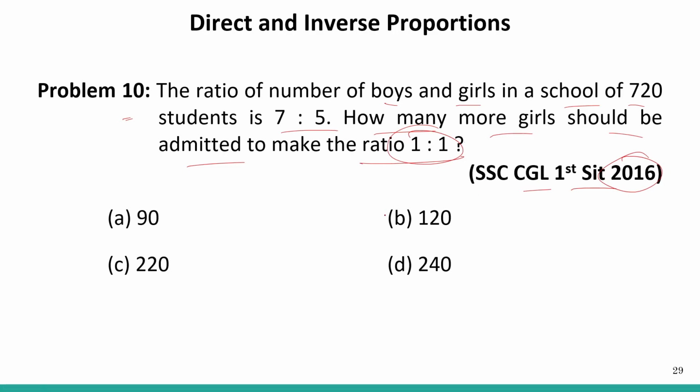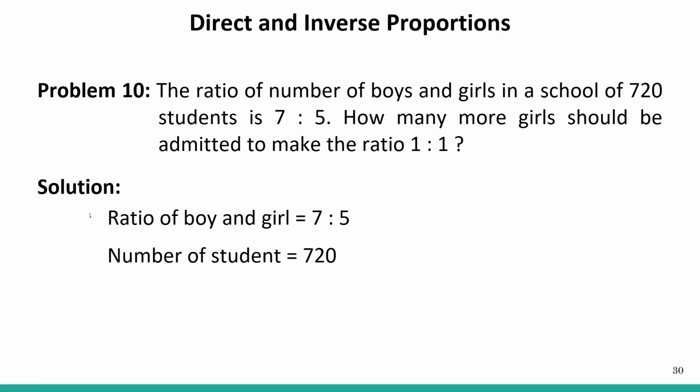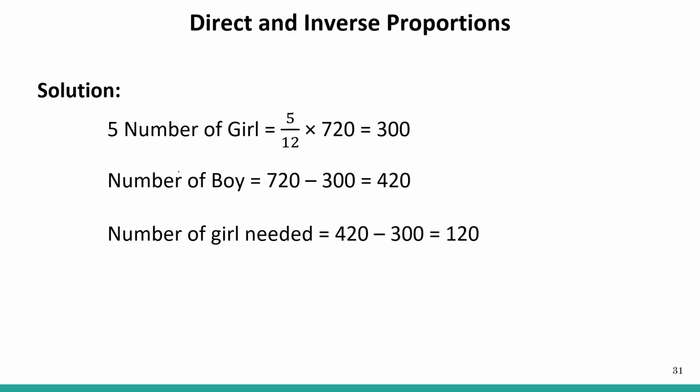Okay. So let's go forward with the step-by-step solution. So the ratio of boys and girls is 7:5, right? So the number of students will be 720. So the number of girls is equal to 5 by 12 into 720. That is equal to 300.